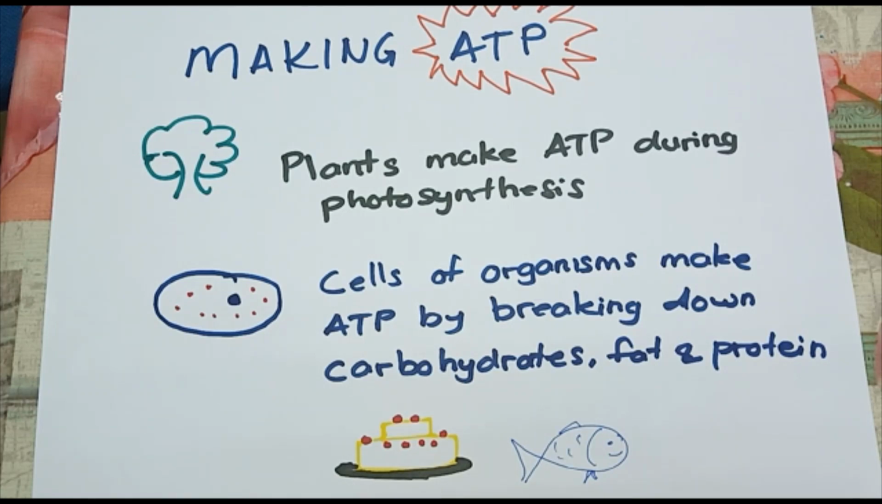The main purpose of respiration is to make ATP. Plants make ATP during photosynthesis, while cells of organisms make ATP by breaking down carbohydrates, fats, and protein.